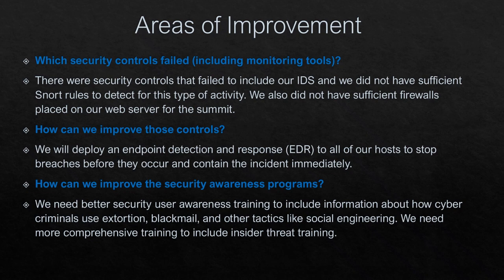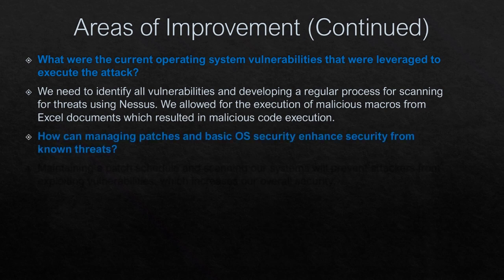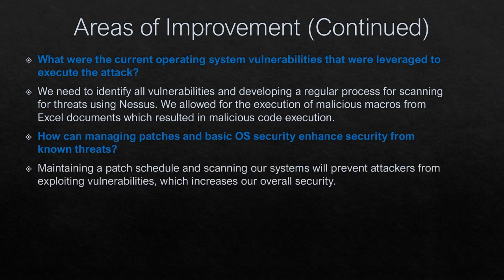Other areas of improvement include monitoring for vulnerabilities on our operating systems. We need to identify all vulnerabilities and develop a regular process for scanning for threats using Nessus. Part of the issue was that we allowed for the execution of malicious macros from Excel documents, which resulted in malicious code execution. So how can we manage patches and basic OS security? By maintaining a patch schedule and scanning our systems. This will prevent attackers from exploiting vulnerabilities and increase our overall security.